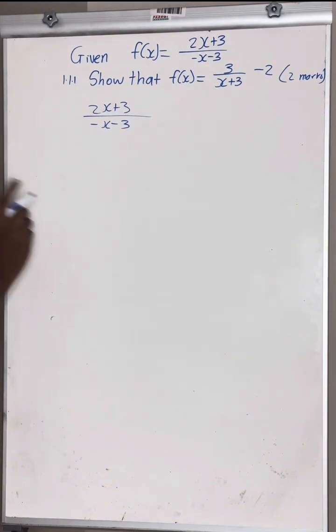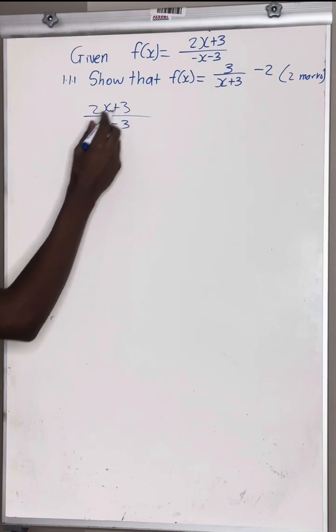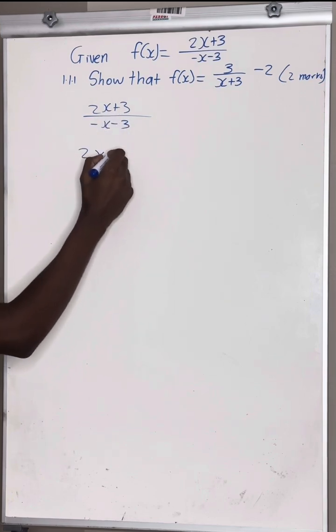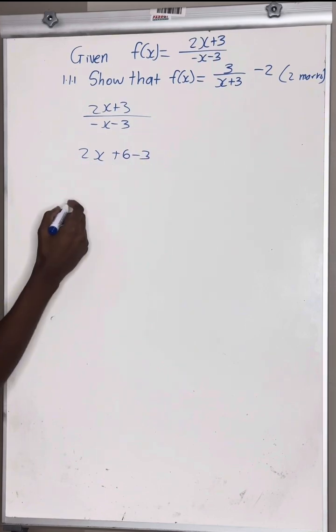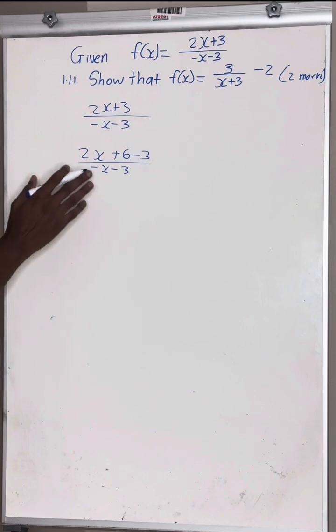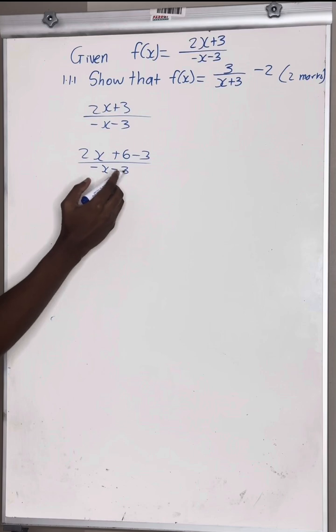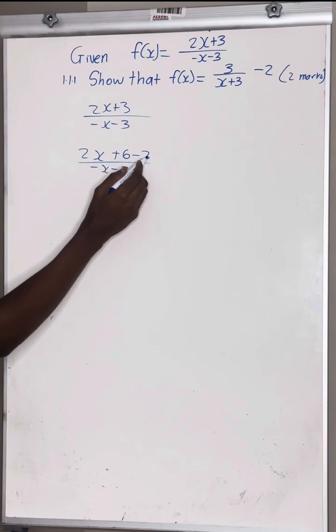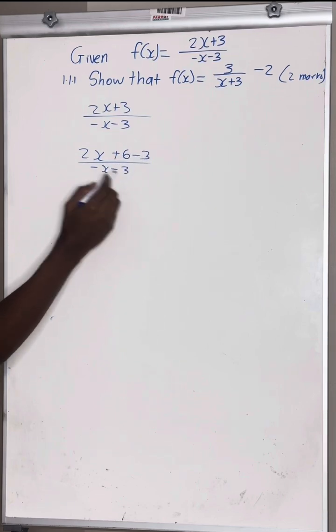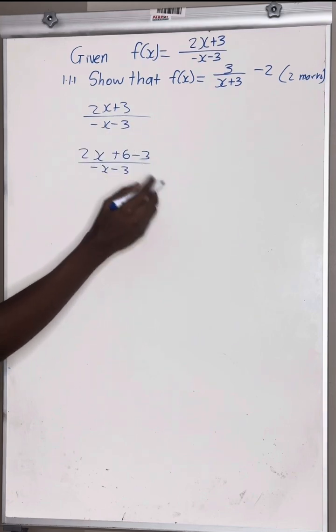Alright, so what we need to take into consideration is this 2x plus 3. We can change this plus 3 into plus 6 minus 3, all over negative x minus 3. The reason why we're doing this is that we have to make the numerator the same as the denominator. Why am I saying that? This minus 3 is present in the numerator and in the denominator. And 6 minus 3 is basically rewriting 3 in a different way. So 6 minus 3 is the same as 3. And we also change it to look the same as the denominator.